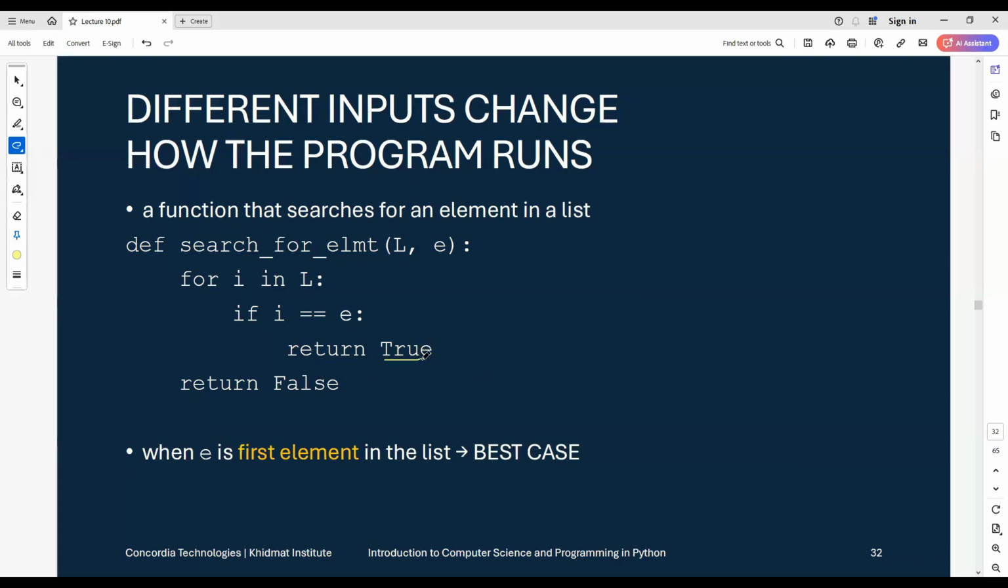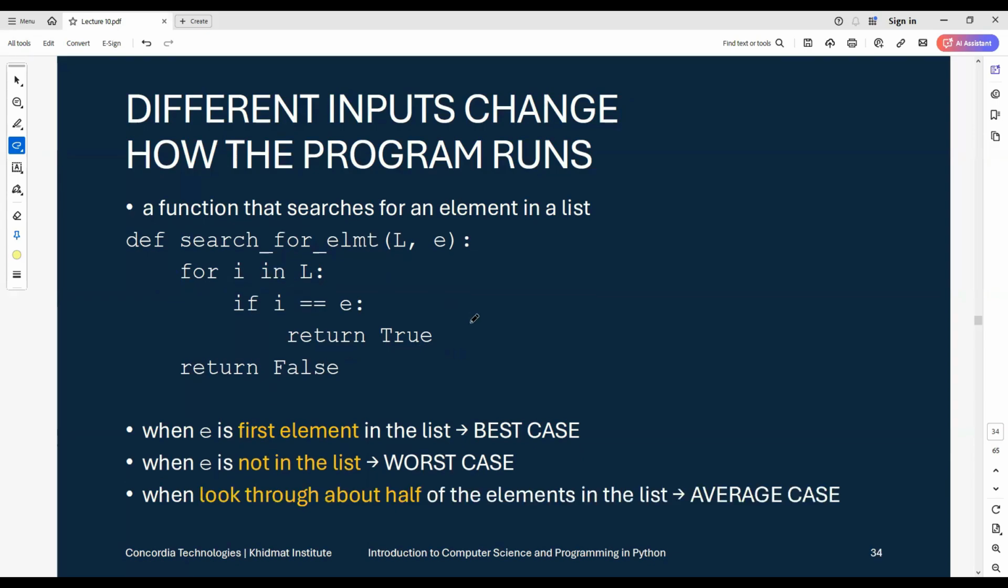So here, when E is the first element in the list, that is our best case scenario. This return true statement would be executed the very first time we come into the for loop. But when E is not in the list, that's the worst case scenario for the running of this algorithm, and that would mean that we have to run this loop the length of L times. So that would represent the upper bound or the worst case for our algorithm. An average case is when E is somewhere in the middle of the list, so that we search through halfway, and this is where we found E, and we return true here. So that would represent the average case.